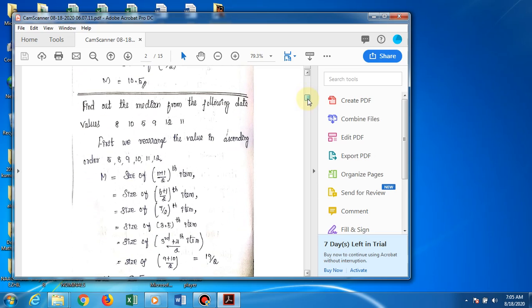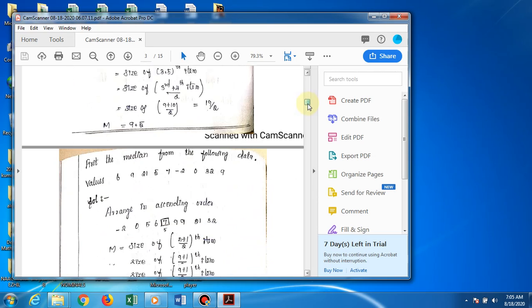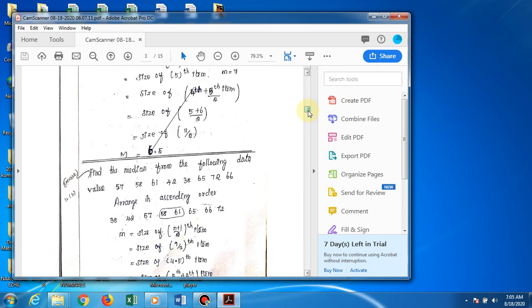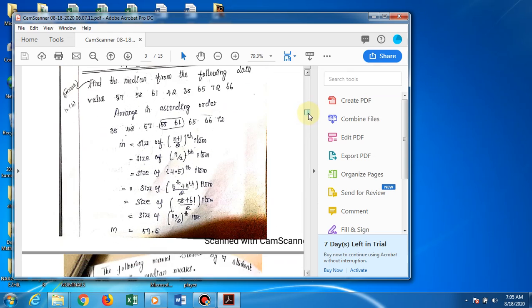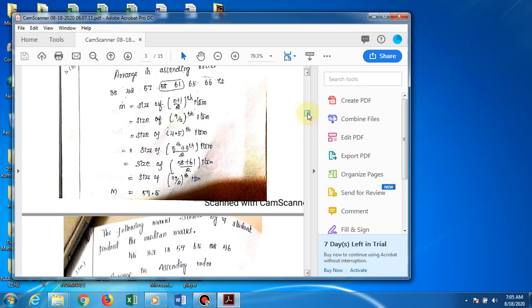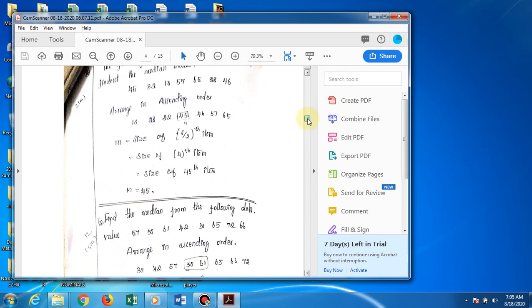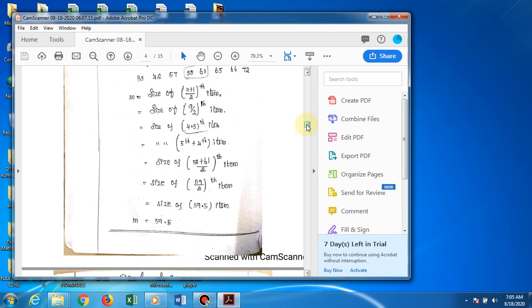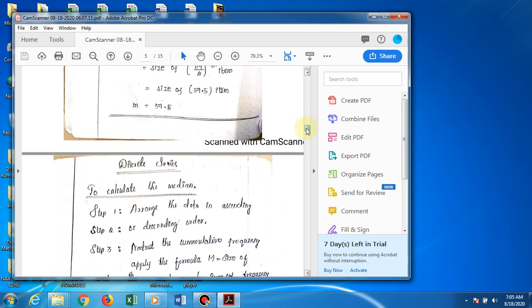That's all, girls. Like this, the second problem you also find. First you arrange this in ascending order, small to big. You calculate that, you will understand, it is very easy. Next problem is also very easy. You only have to arrange in ascending order and calculate by the formula.